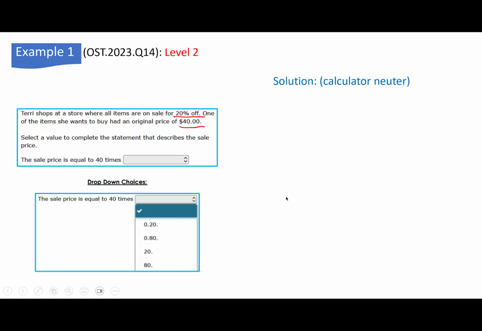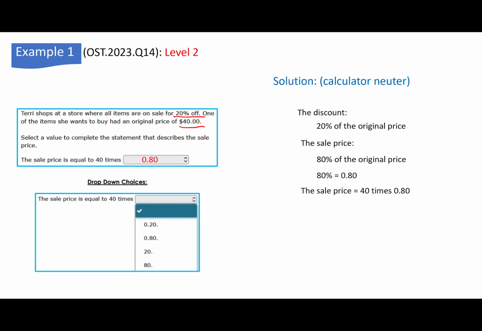So let's explain it for you. The discount is 20%, right? Which means the sale price is 80% of the original price. 80% is 0.80. So the sale price is 40 times 0.80. This is your answer right there.